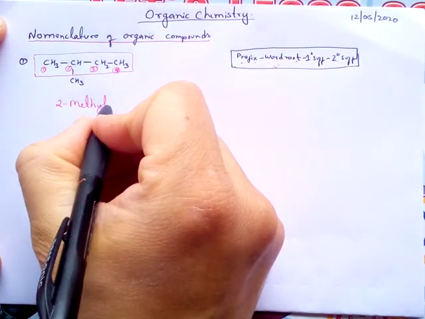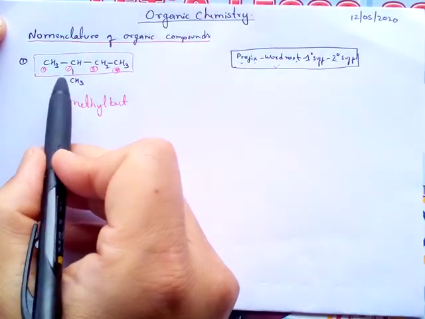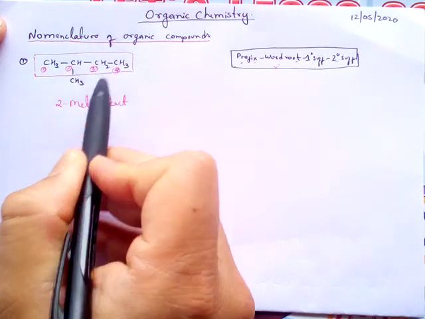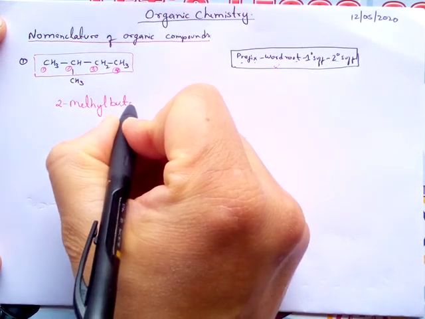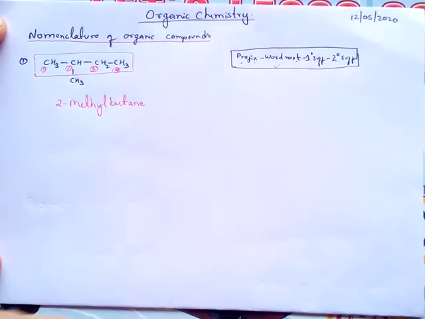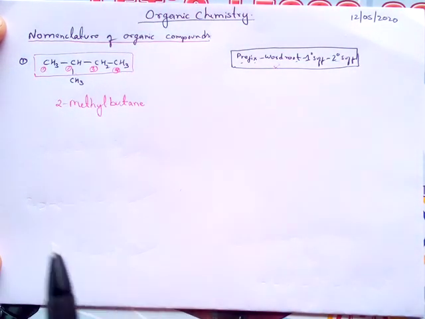Word root means 4 is but, and primary suffix means you have to look for the carbon-carbon bond. This carbon-carbon single bond, carbon-carbon single bond, carbon-carbon single bond, so ane. And look for the secondary suffix. Any functional group? No. So the name of this molecule is 2-methylbutane.